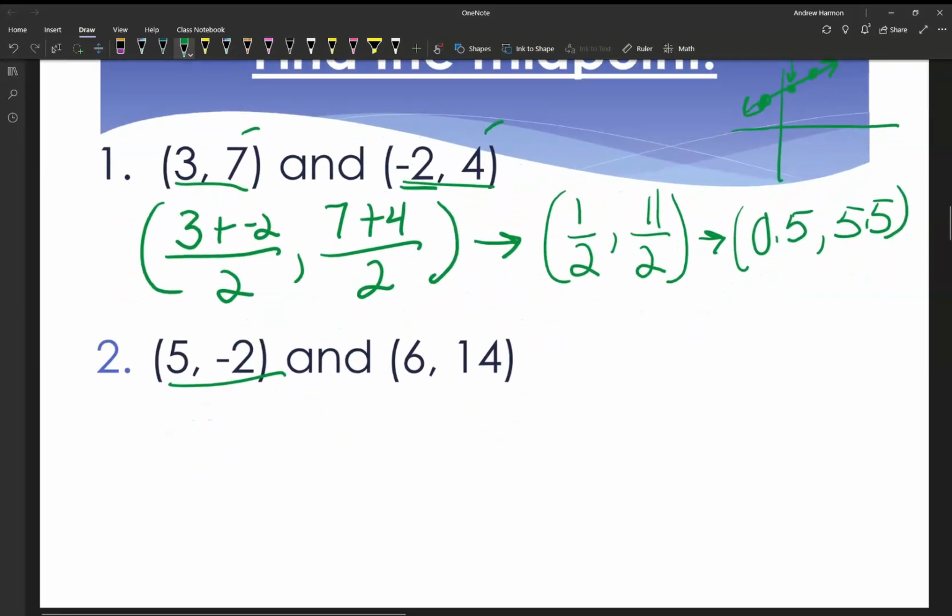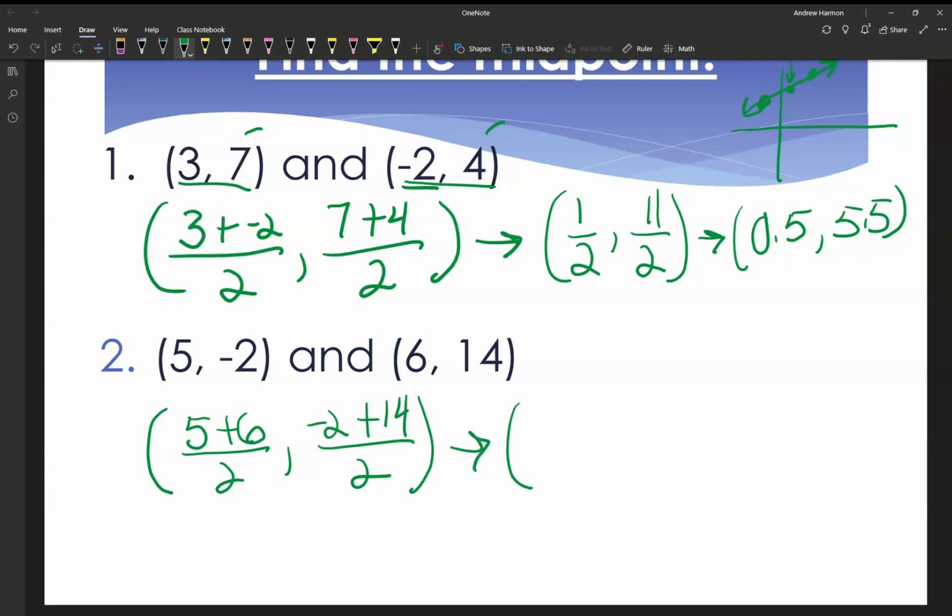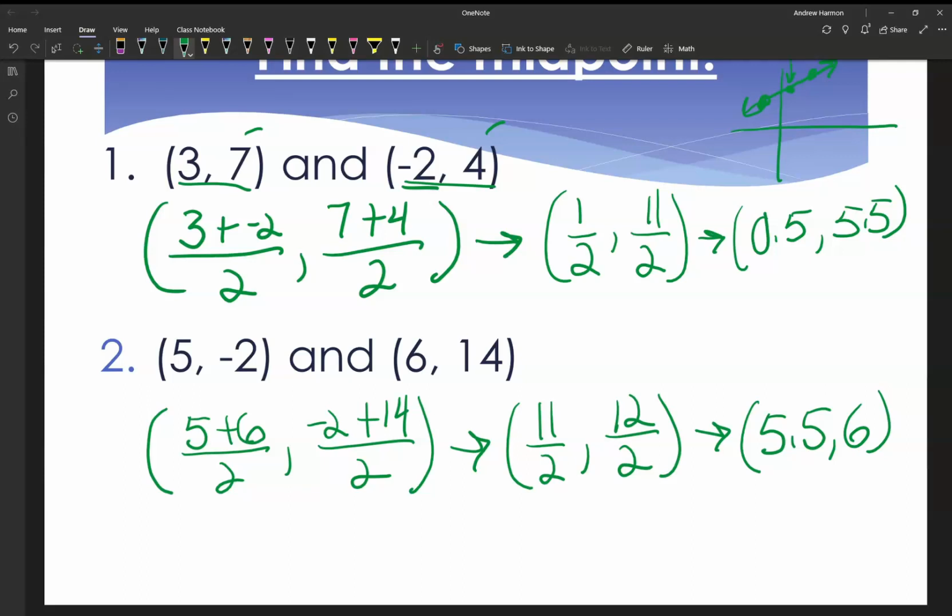All right, let's take a look at a second example. Our second example is (5, -2) and (6, 14). What we're going to do first is add up our x values and divide by 2, add up our y values and divide by 2. So 5 plus 6, divided by 2, and then -2 plus 14, divided by 2. From here, we can combine those top numbers. 5 plus 6 is 11 over 2, and -2 plus 14 is 12 over 2. We can simplify that to (5.5, 6). So that is our midpoint.